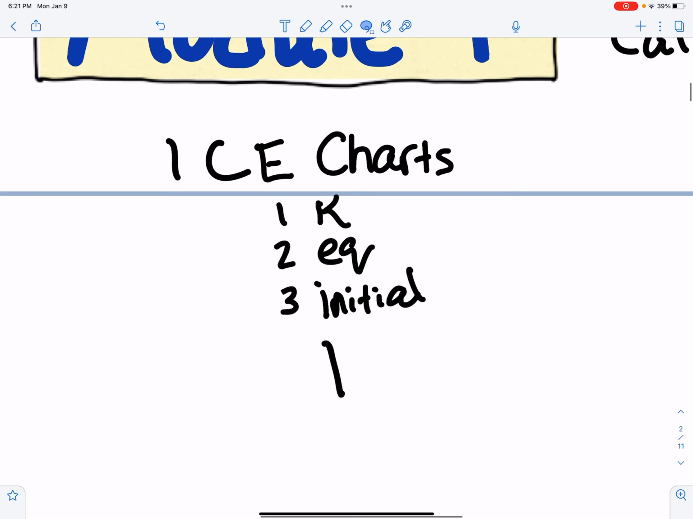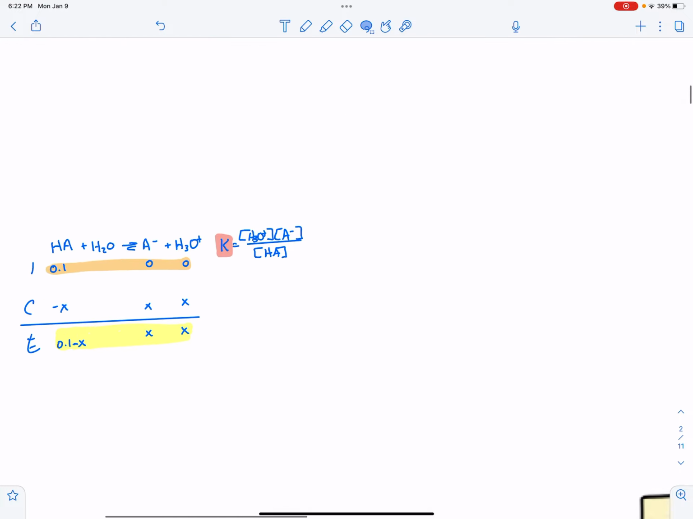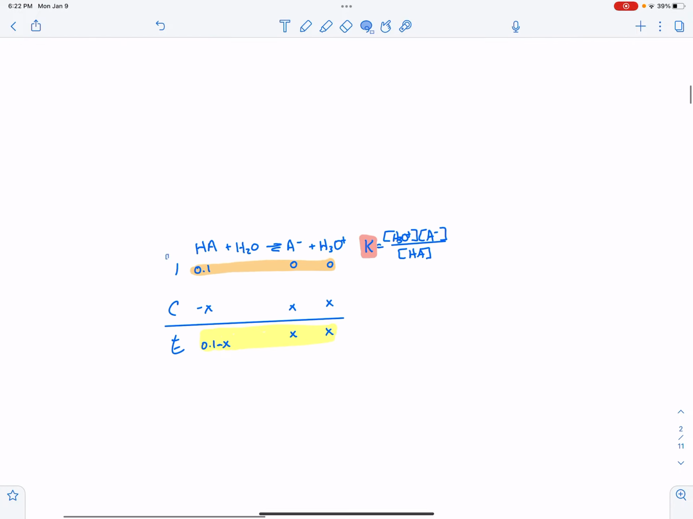Finally, you're going to learn about ice charts. And these are really important to get right now because they're going to be coming back. So for an ice chart, there's 3 areas that you solve. It's either the K, the equilibrium row, or the initial row. So if we look over here, this is an ice chart, I, C, E. Here's the K. You might solve for that. You might solve for something in this row, or you might solve for something in that row. And those are the 3 areas you'll be solving for.